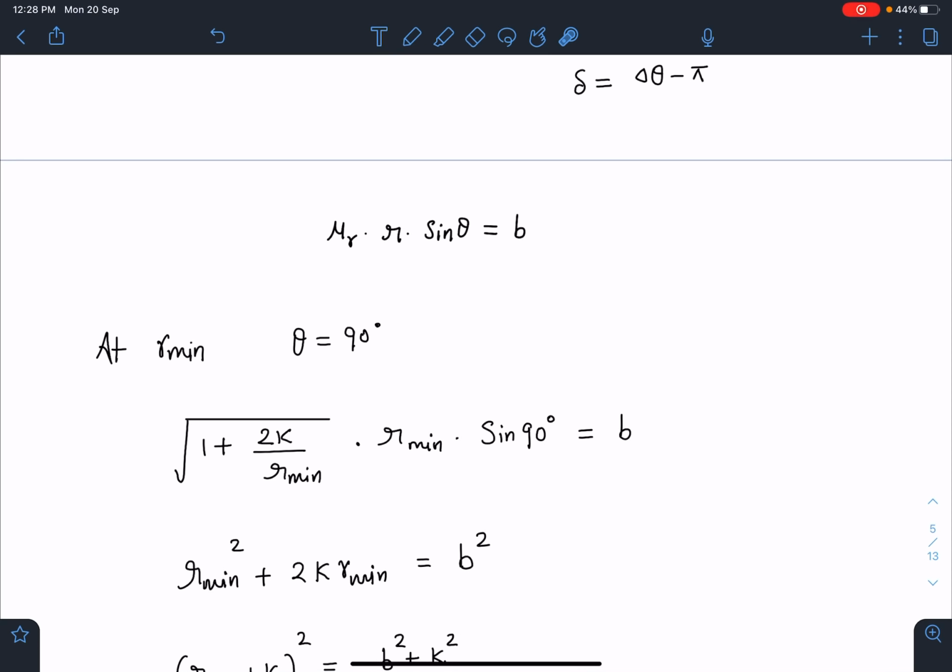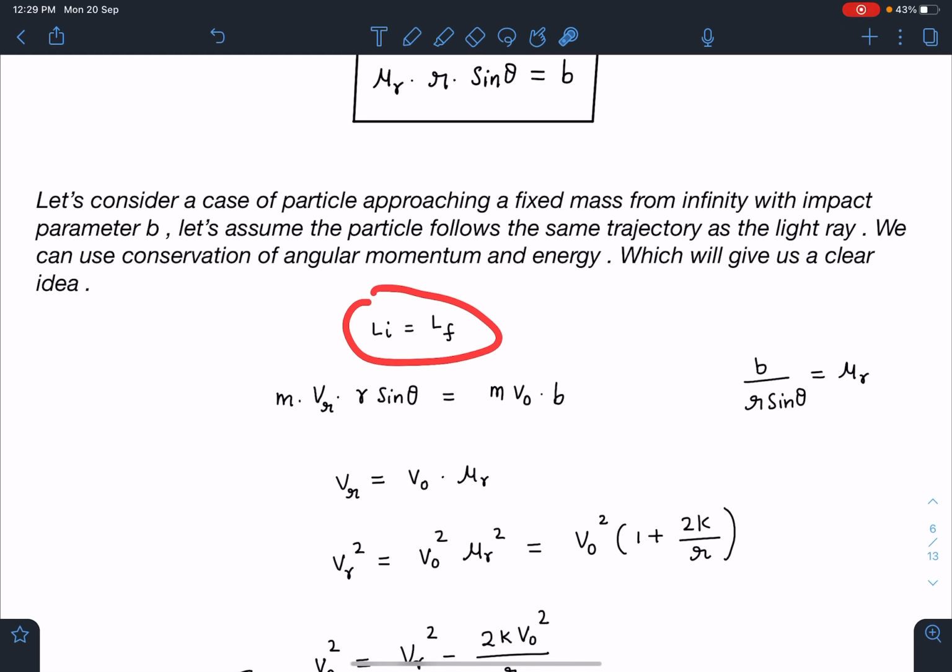With impact parameter b, let's assume the particle follows the same trajectory as the light ray. We can use conservation of angular momentum and energy, which will give us a clear idea about this light ray path, right? If I apply this, I can write at any r, m v r perpendicular, which is r sin theta, and that will be equal to, at infinity, m v naught b.